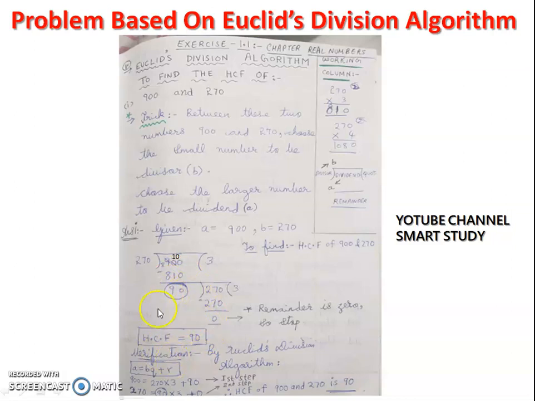We can verify this answer of HCF is 90 by Euclid's division algorithm, which is A is equal to B into Q plus R. So substitute here A is 900, B is 270, Q is 3, plus R is 90. Now in the second step, A is 270, B is 90, Q is 3, plus 0. So here also plus 0 is there, and that is why I am getting HCF as 90.